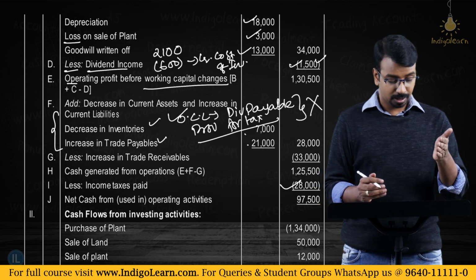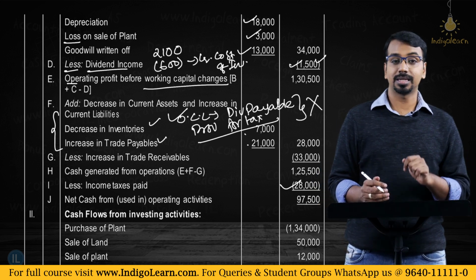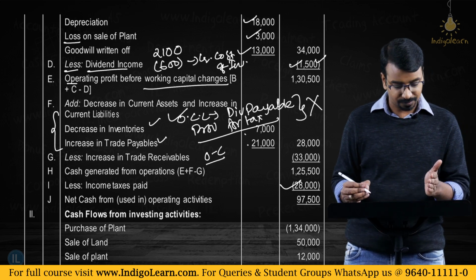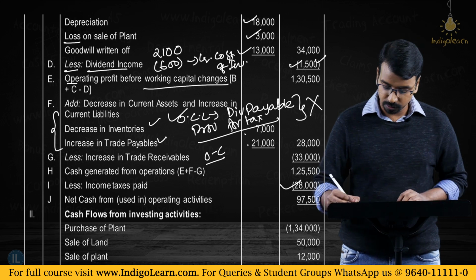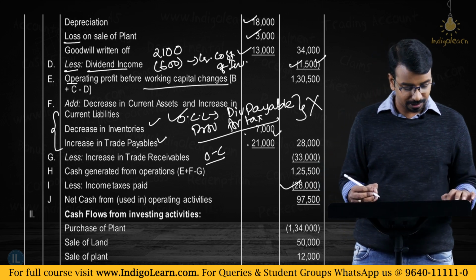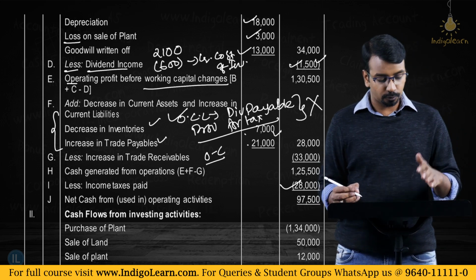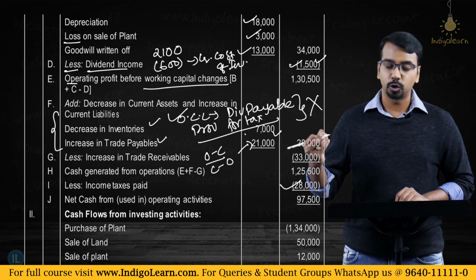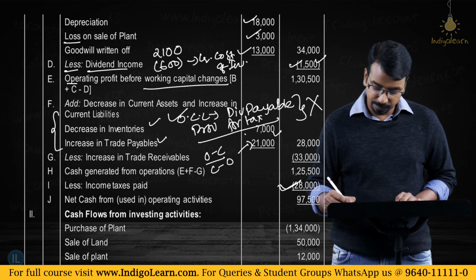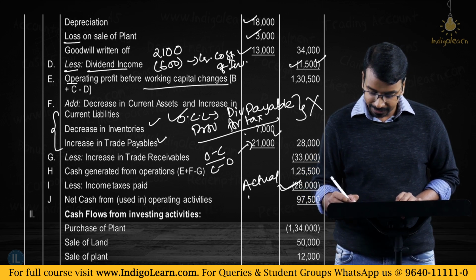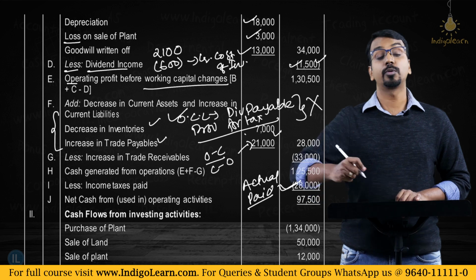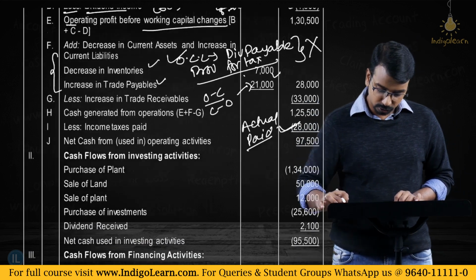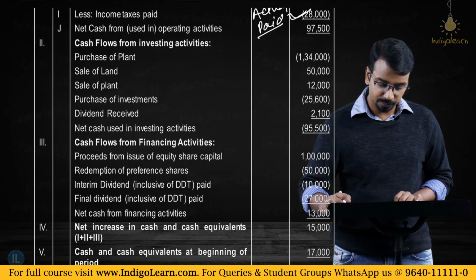Now if you look at the inventories, opening balance is 85, closing balance is 78. So what would you do? You would do opening minus closing. The difference is 7000, which is a positive number. For current liabilities, that is trade payables, opening is 44 and closing is 65. You will do closing minus opening, which is a positive 21,000. Then income tax paid, this is the actual tax paid, which is nothing but the provision for the previous year. Current year provision will not impact this working, right? So you'll get cash generated from operations.